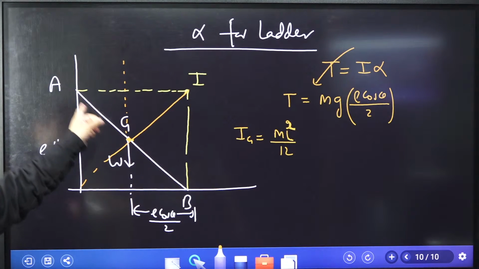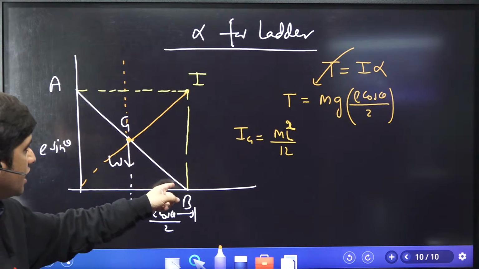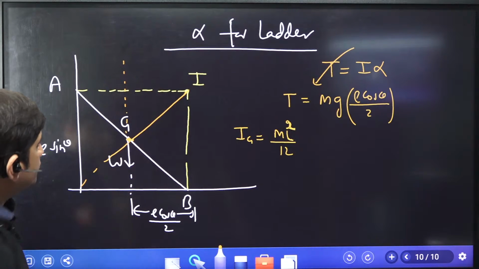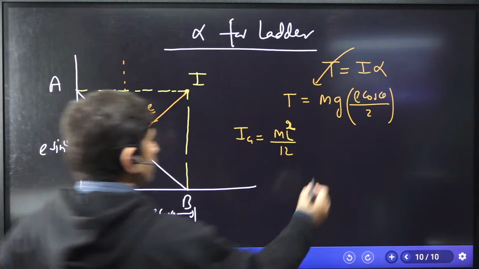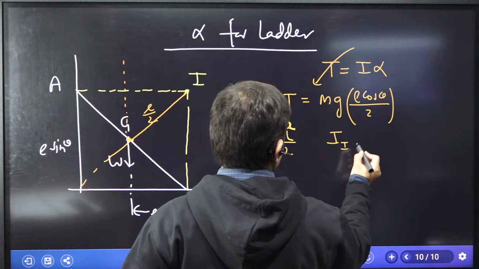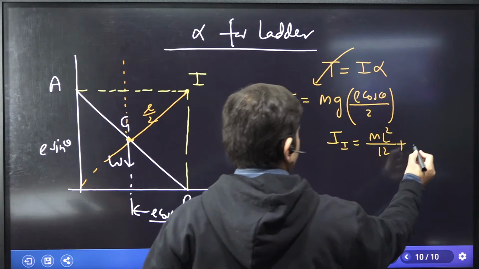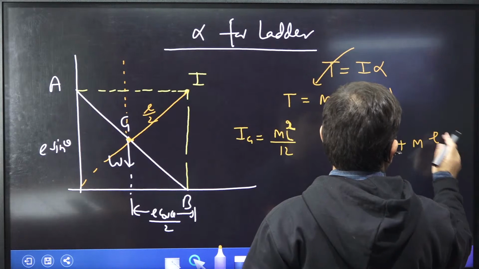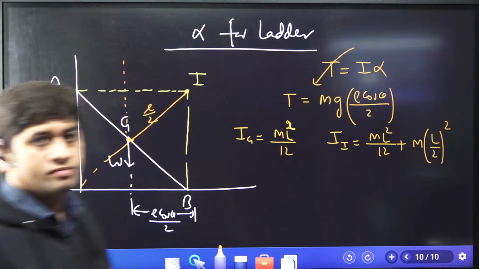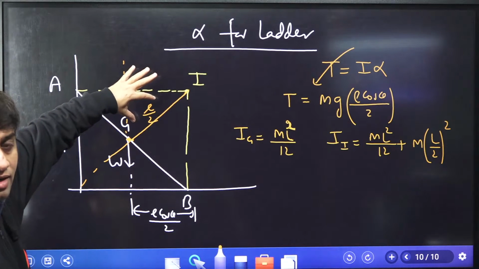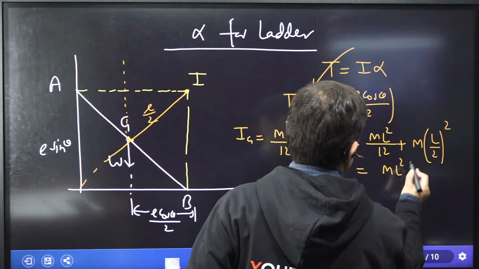Very simple. This diagonal and this diagonal are going to have the same length. What is the length of this? L. What is the length of this? L. And this is the half length, this is L by 2. Right or not? So the moment of inertia of the ladder about the I center is equal to the moment of inertia of the ladder about the centroid plus mass into the distance between the two axes squared. So mass into L by 2 squared. If you add these two, you will get ml square by 3.